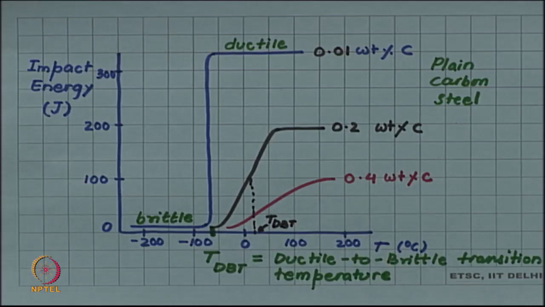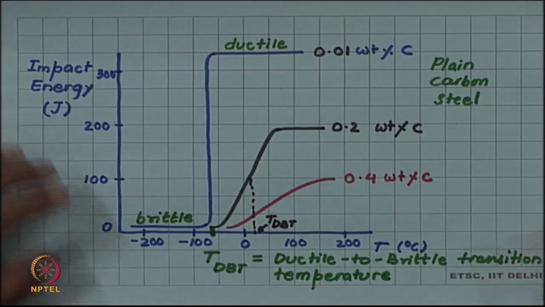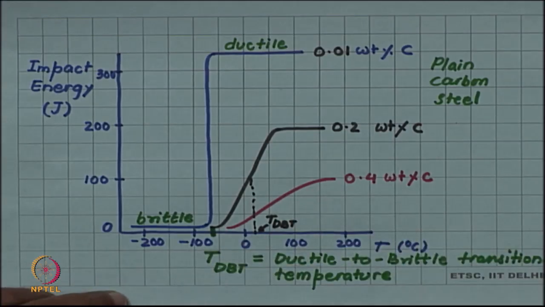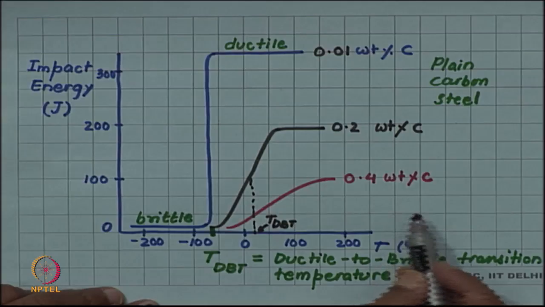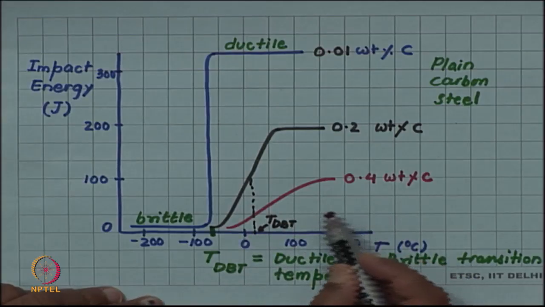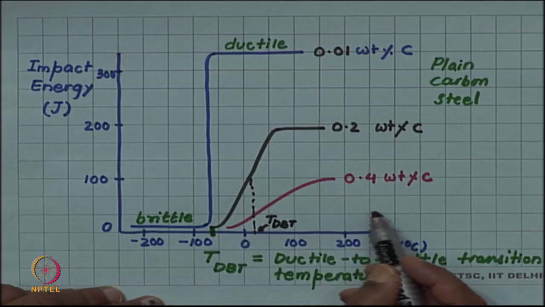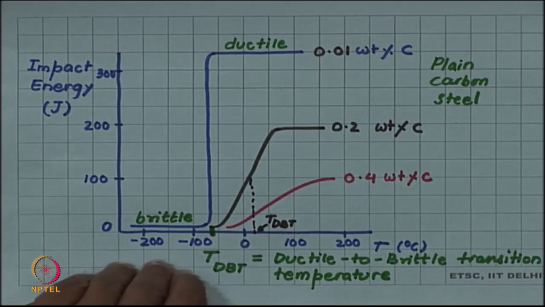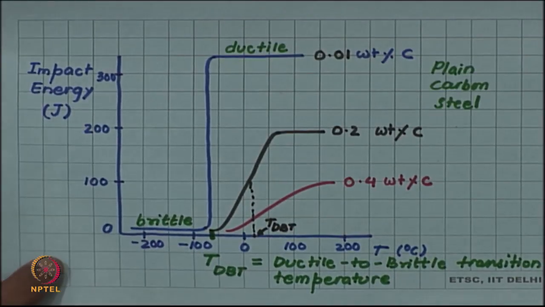for 0.2 weight% carbon. Now, if it is 0.4%, the transition has become even more gradual, and for very high carbon concentration, there will be hardly any significant change as a function of temperature. So, we can see that the ductile to brittle transition temperature increases as you increase the carbon concentration, but it also increases the brittleness of the steel.